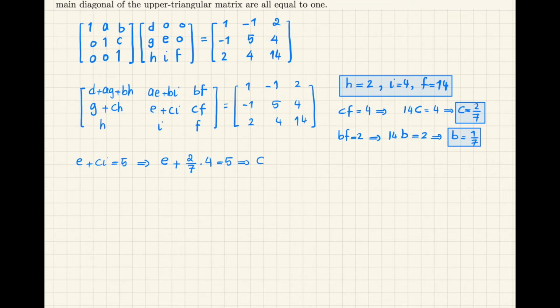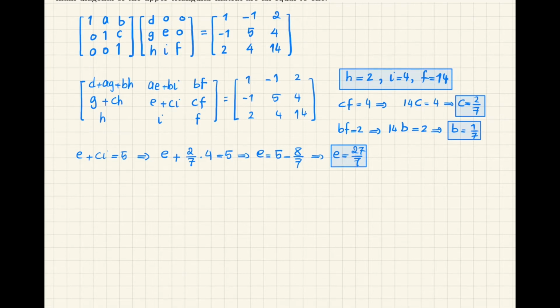So this means that E is equal to 5 minus 8 over 7. Sorry, this is not C, this is E. E should be 5 minus 8 over 7. So this is 35 minus 8, which is 27. So E is 27 over 7. So that is also the entry E.